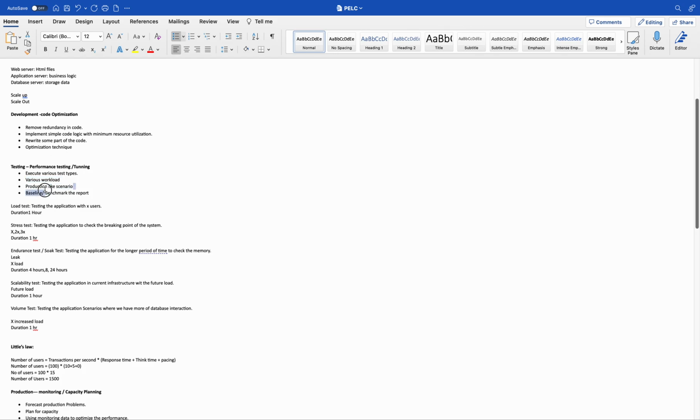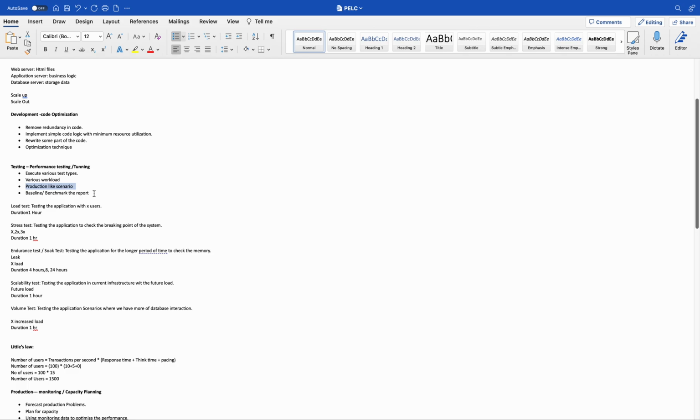Next one is a production-like scenario. As I said, we need to get data from production: how many users are accessing the application in a year or in a quarter, what are the peak transactions, what are the business critical transactions. That all comes under the production-like scenario.